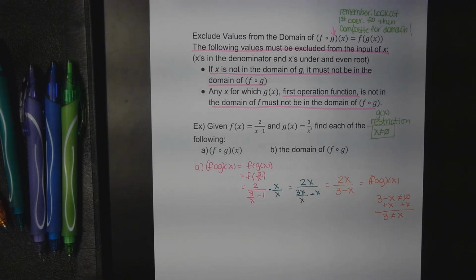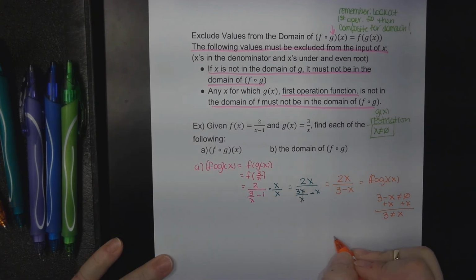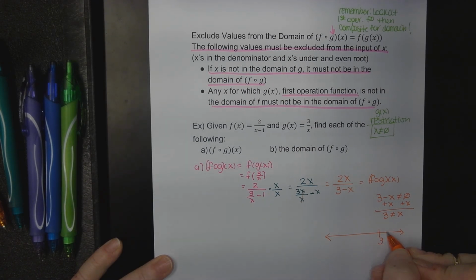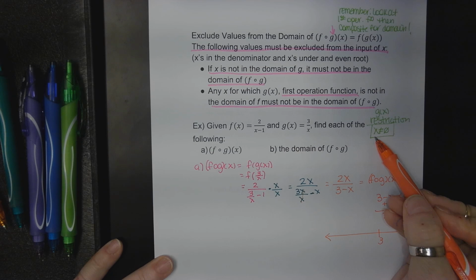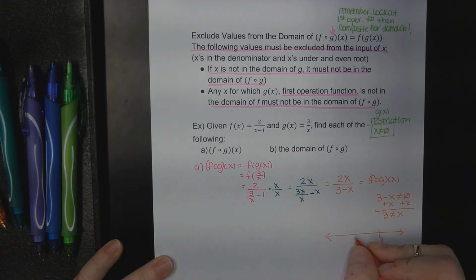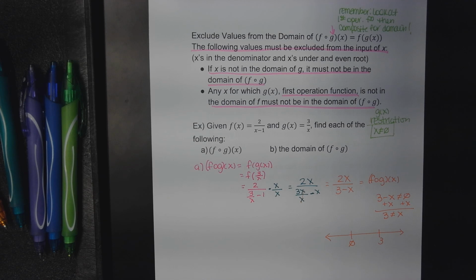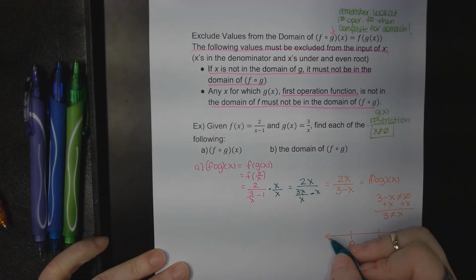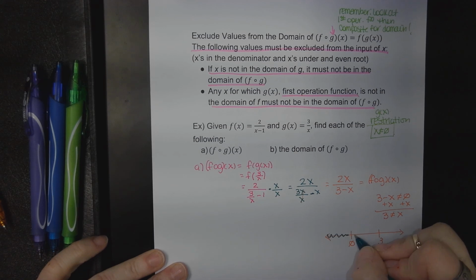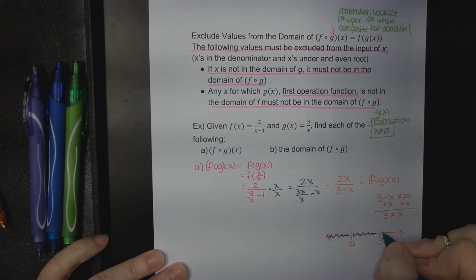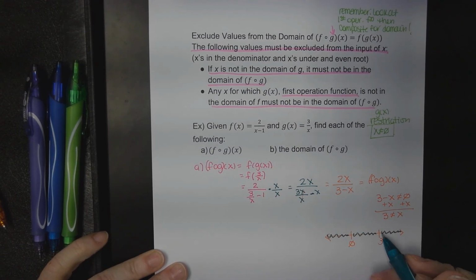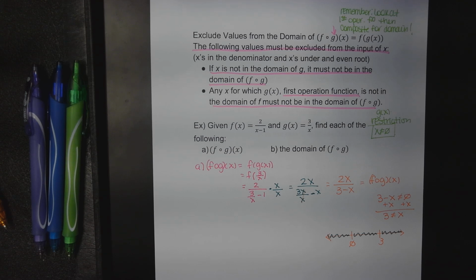So let's put that on our number line. So we have 3. X can't be 3. But we have to look up here. What else can x not be? That's right. X cannot be 0. But we always assume all real numbers. So x can be anything else, yeah? X could be anything here. X could be anything here. And x could be anything here. X just absolutely cannot be 0 or 3.